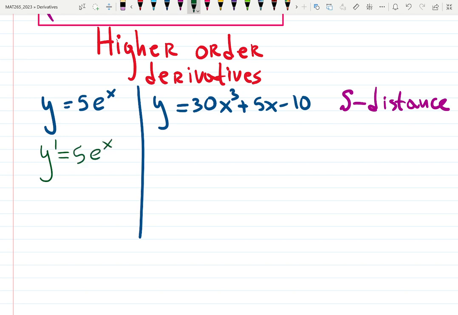5e to the x. How weird is that? Because 5 is multiplied by e, so it survives. e to the x gives you e to the x. But the second function, y prime, gives you 90x squared plus 5. 90x squared plus 5 minus 10? No. Because it's constant. Amazing. So that's my first derivative.